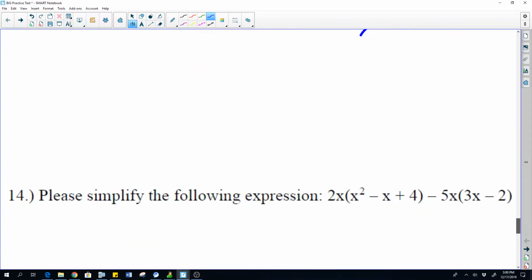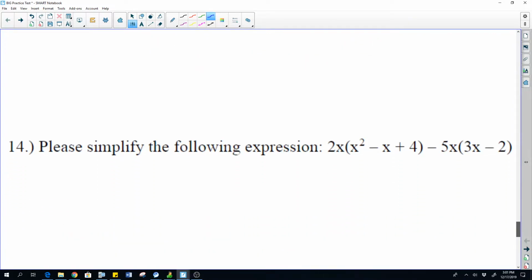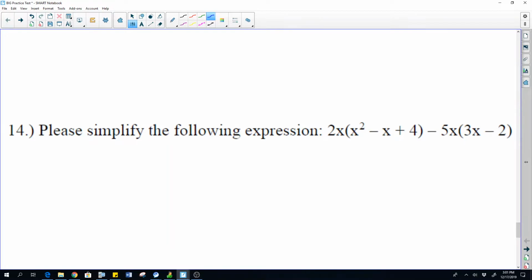But let's try another one maybe. Ooh, so minus does make a difference. Maybe we'll do one of them. So what's 2x times x squared? So you think about it too, Luca. What do you think 2x times x squared is?